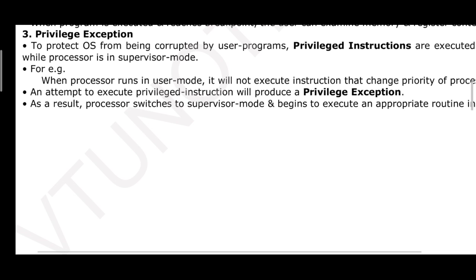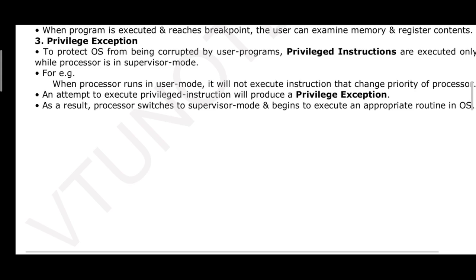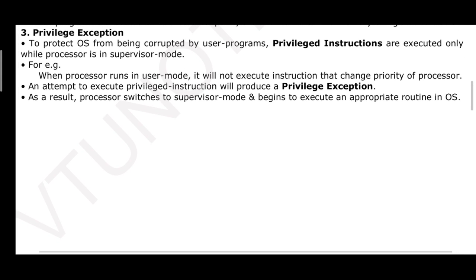Next is the privilege exception. To protect the operating system from being corrupted by the user program, privileged instructions are executed only while the processor is in supervisory mode. This you will study under the Unix environment. There are two modes available: supervisor mode and user mode. Please remember this.